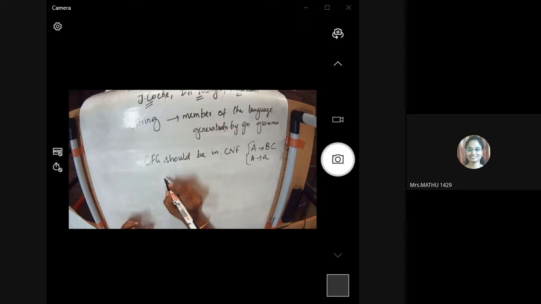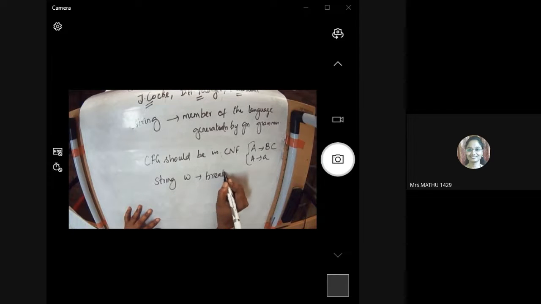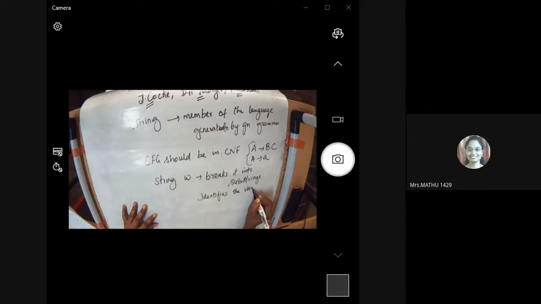To check whether the given string is a member of that language or not, what the algorithm does is it splits or breaks the given string into substrings. When a string w is given, it breaks it into substrings, or we can say that the problem is divided into sub problems. It breaks the string into substrings and identifies the variables that generate these substrings.